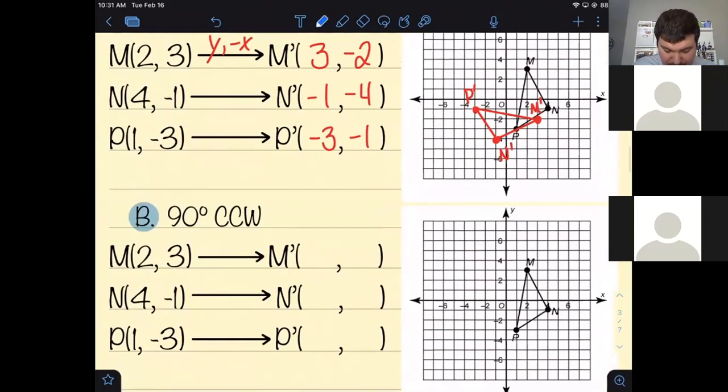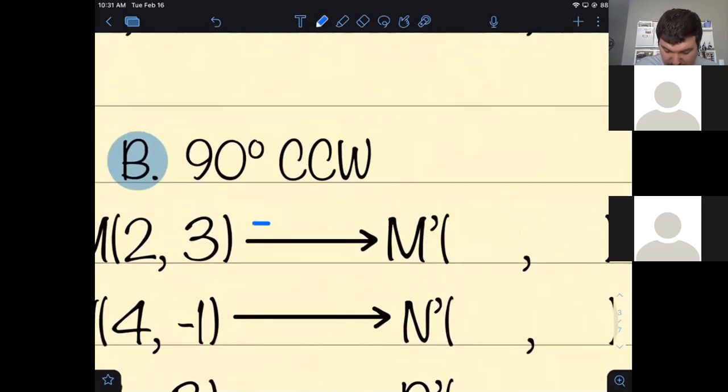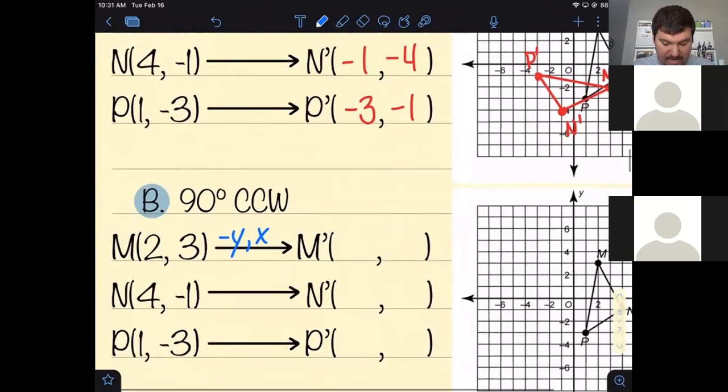So I'm going to take the opposite of the y coordinate and then flip. So it's going to look like this. Opposite of the y coordinate and then flip it. So I take the opposite of the 3 and then flip it to get -3, 2.